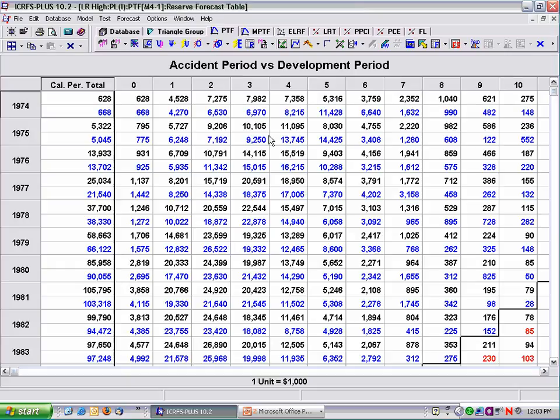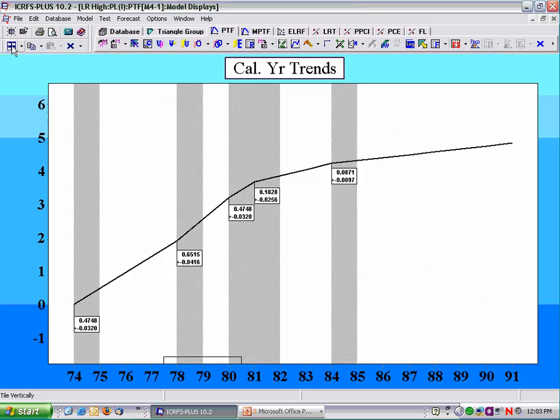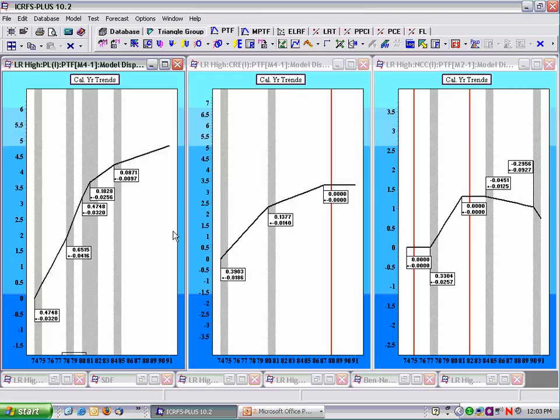Now, if we again look at the three model displays for the three data types, the windows are kind of switched around. On the right, we have the number of claims closed. Now, there's a negative trend. That means the number of claims open, I don't have that array, because to calculate that array, I would have to have the number of claims reported, which I don't have.